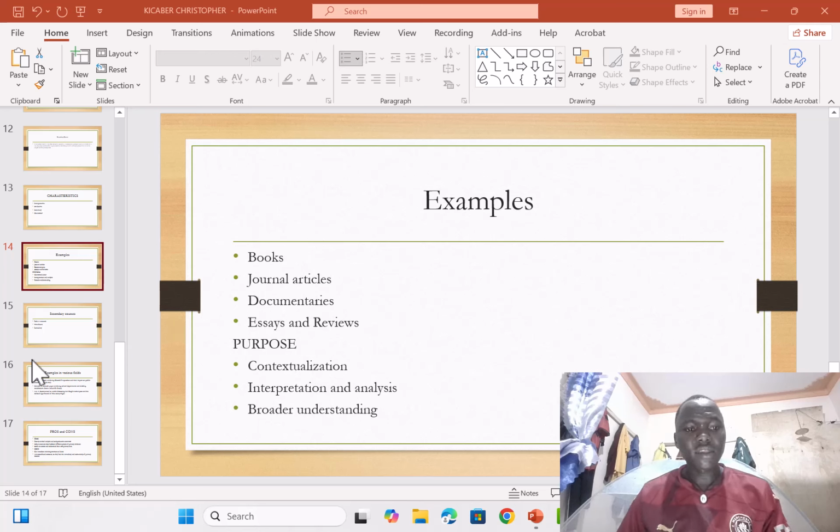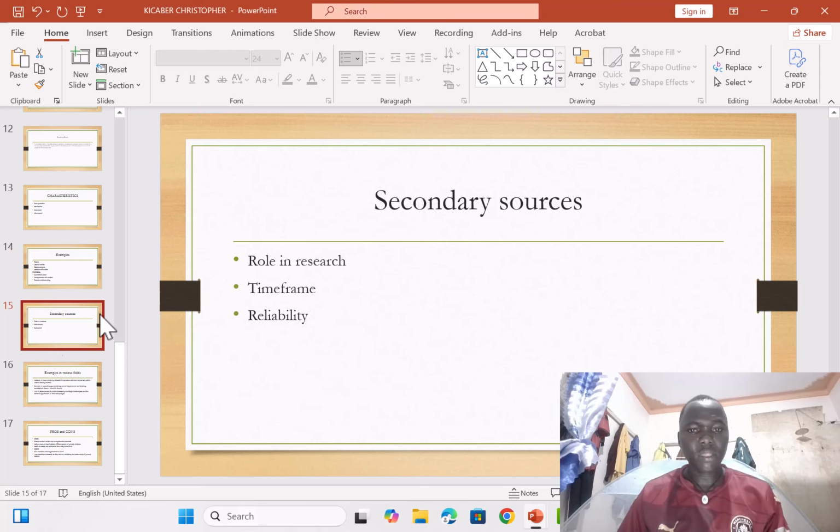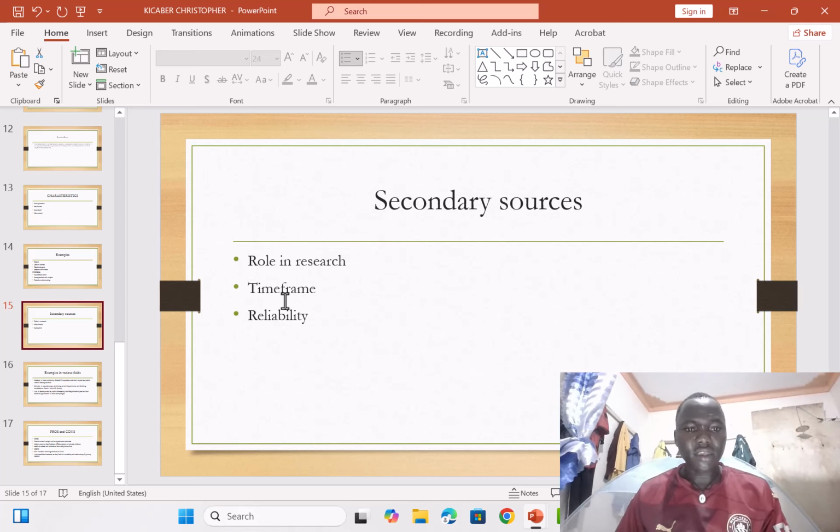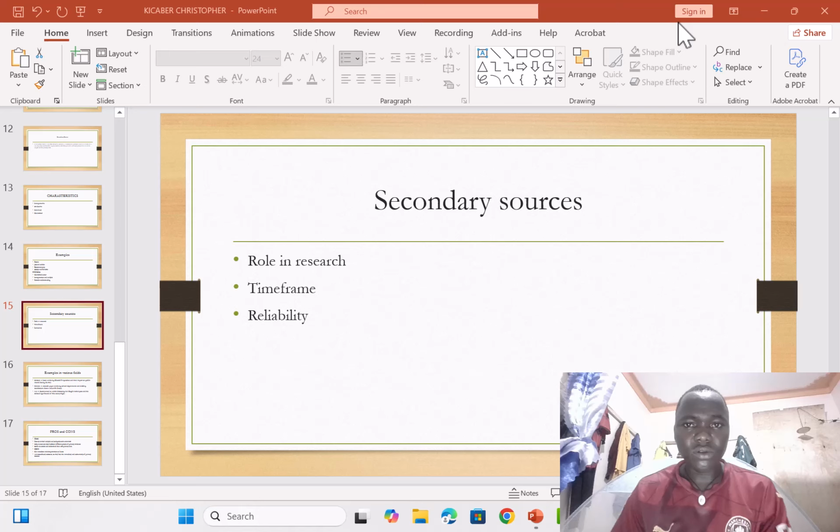We move to another slide. I hope you are following. On secondary sources, we have roles in research, time frame, and reliability. In roles in research, they are used to support the primary sources in research. They help researchers interpret the primary data and support the information from the primary sources. And then time frame.